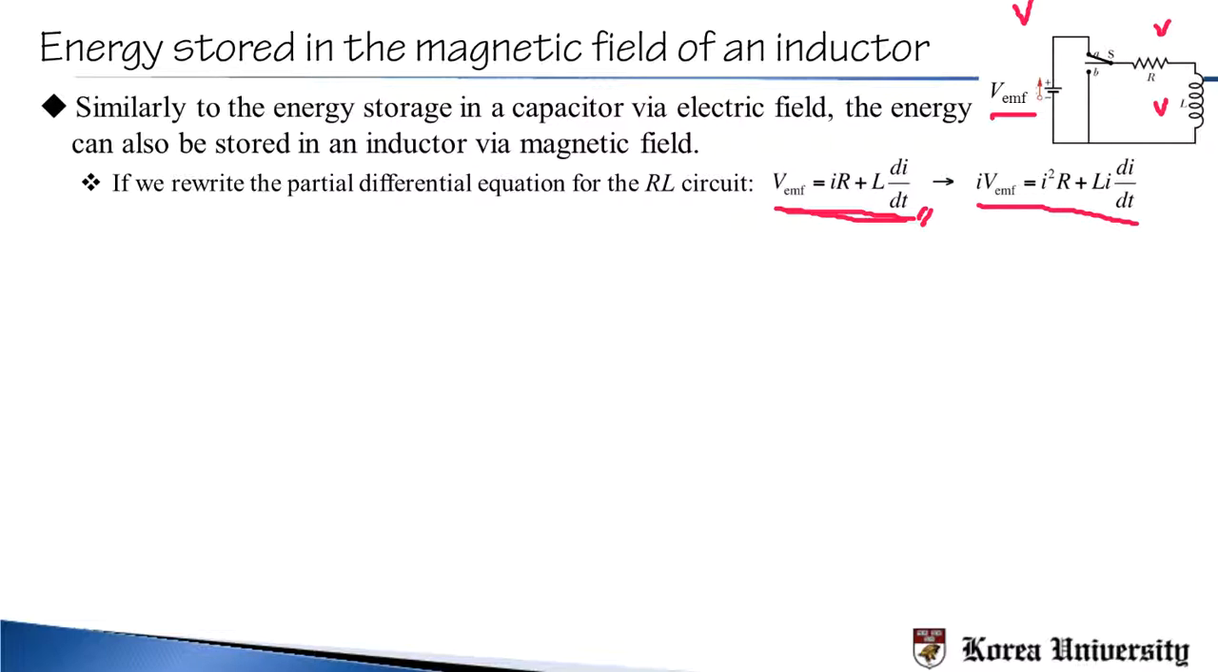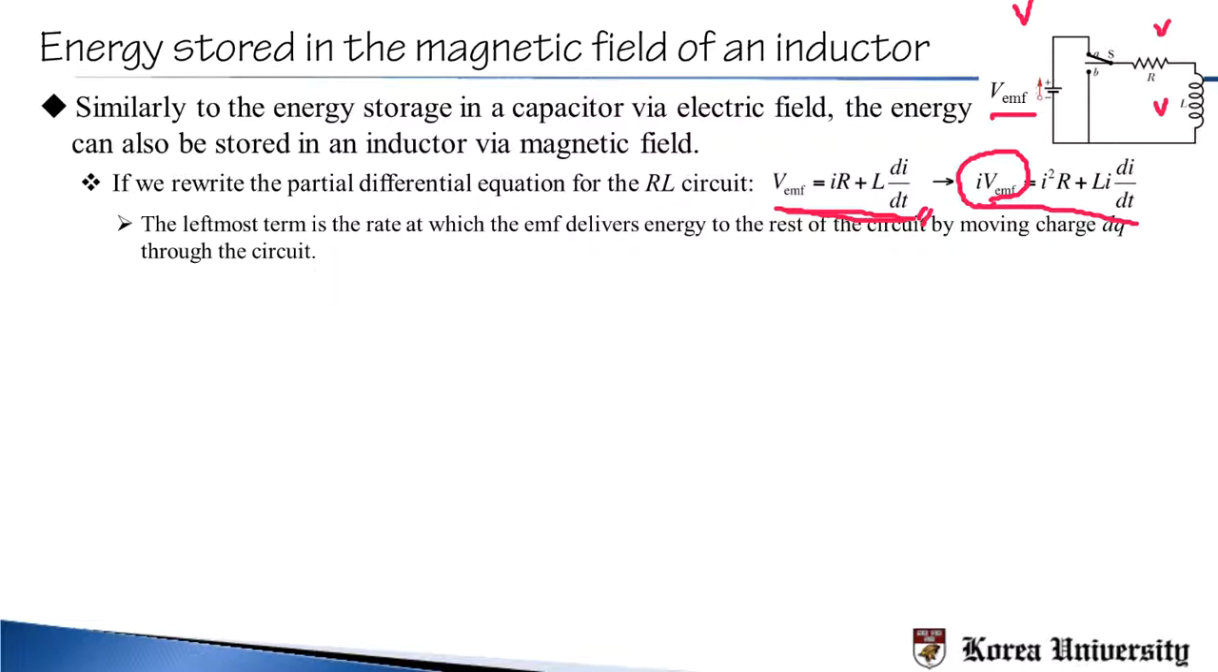Here on the left part, do you remember what this current multiplied by the potential is? I hope you remember it. It is actually the power. Power is of course the time rate of change of energy, or the time derivative of energy. So this left term represents the rate at which the EMF device delivers energy to the rest of the circuit. How does it deliver the energy? By moving charges through the circuit. That is the current.